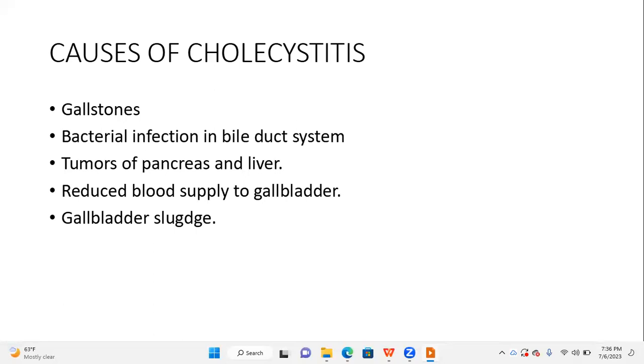Like I said earlier, when the flow of blood in the cystic artery is impaired, the gallbladder tissues may die. Gallbladder sludge also may cause infections of the gallbladder because sludge is a thick material that cannot be absorbed by the bile in the gallbladder.